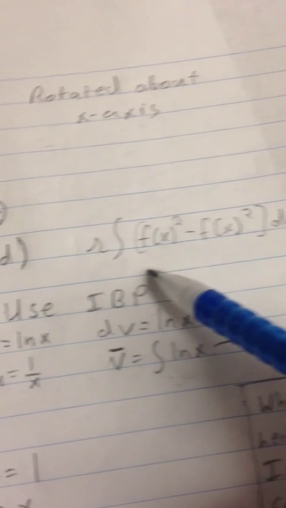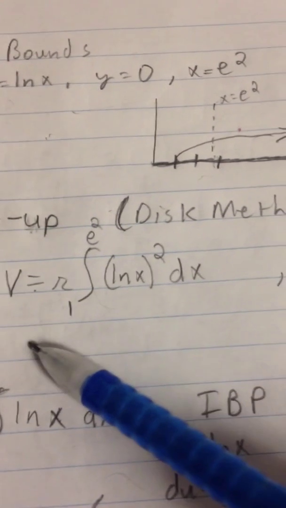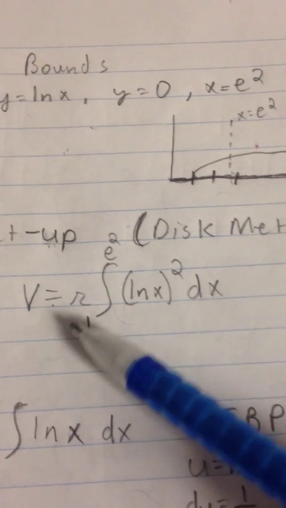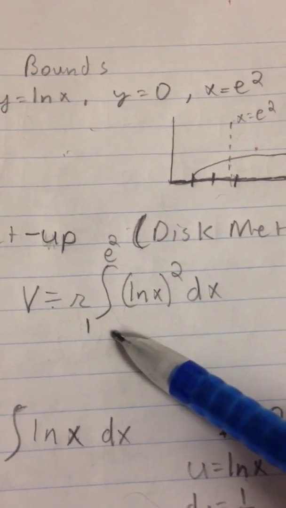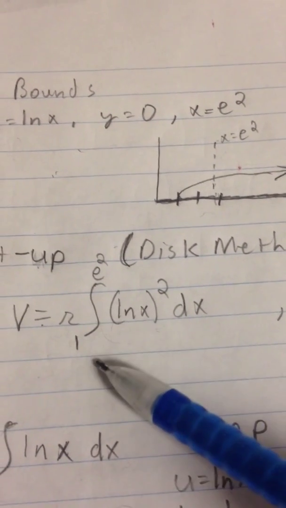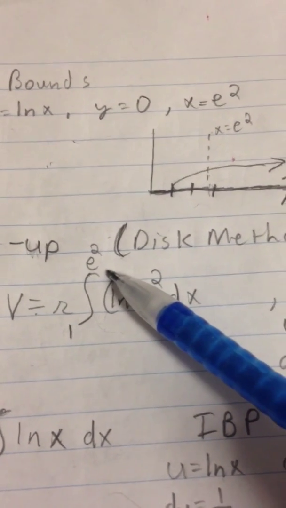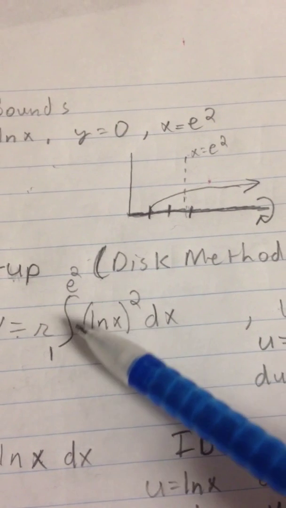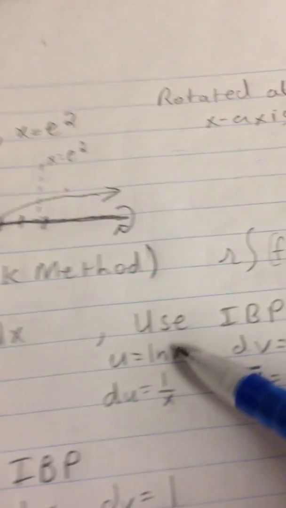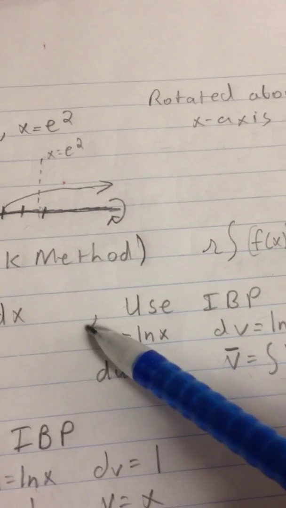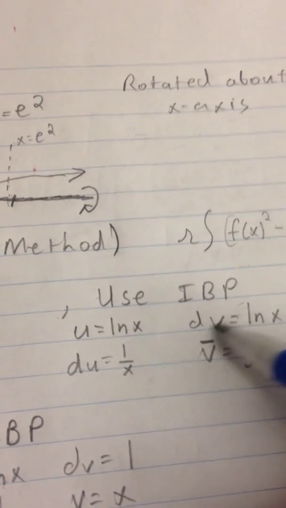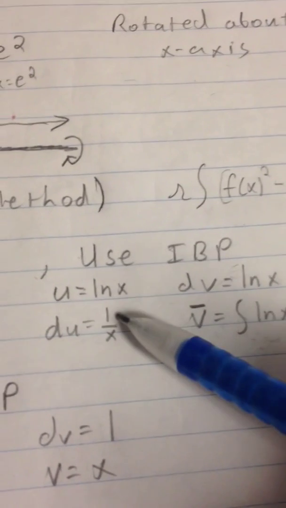Alright, setup, I use the disk method. That's the formula. Set up my integral, volume equals pi times the integral of ln x squared, and the boundaries are 1 to e squared. And I use, like the problem said, I started with using IBP. And these were what I set up.